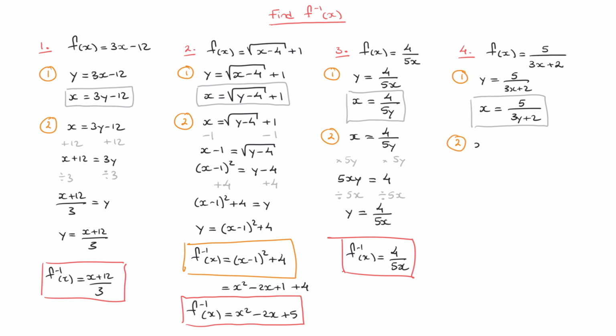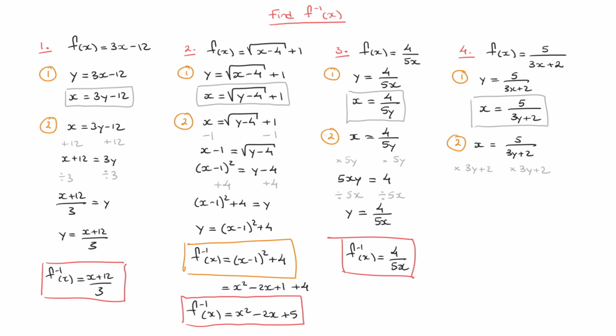So starting from that previous result, x equals 5 over 3y plus 2, just as in the previous example, we notice that the y that we're after is on this denominator. And so to get it away from there, we can multiply both sides of this equation by this denominator, 3y plus 2. In other words, we'll multiply the right-hand side by 3y plus 2, and we'll multiply the left-hand side by 3y plus 2 as well.